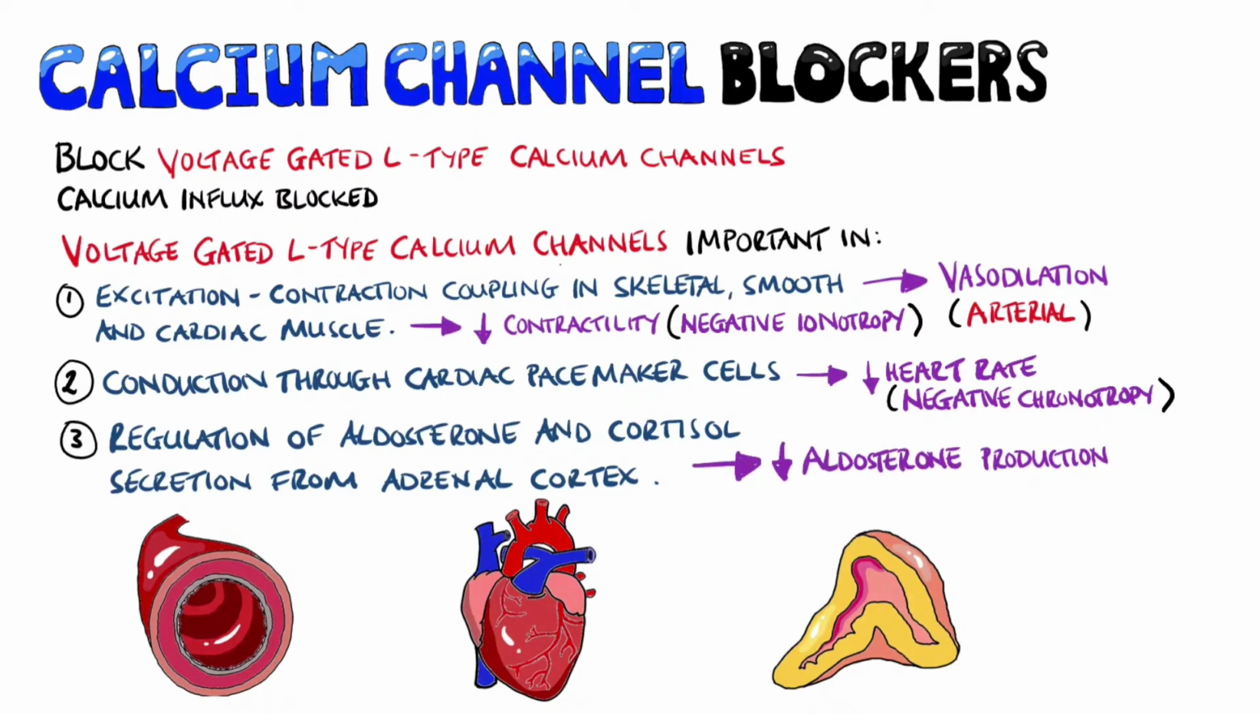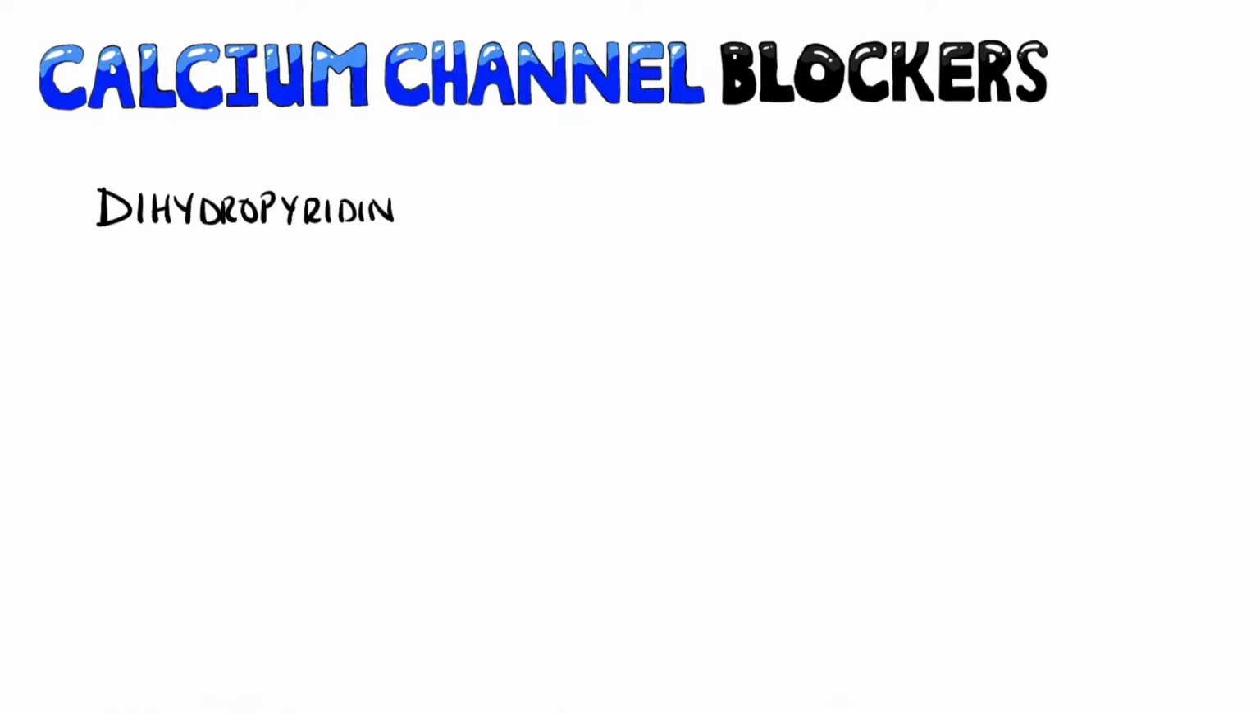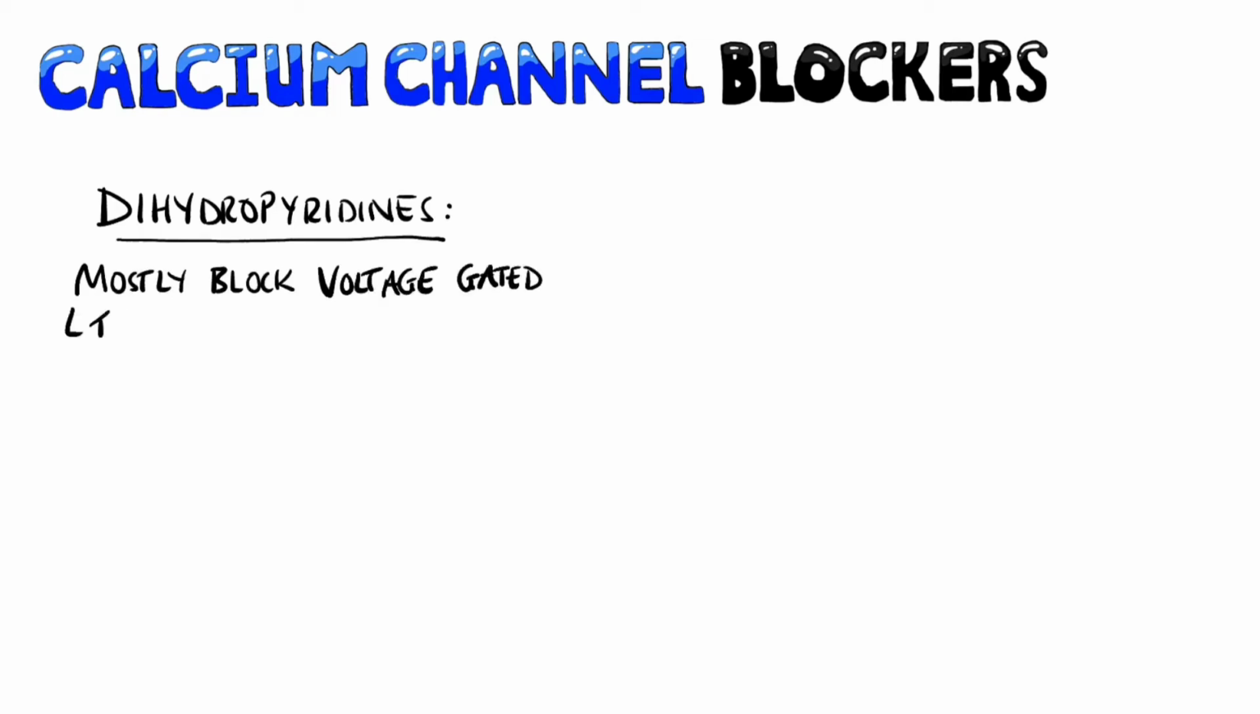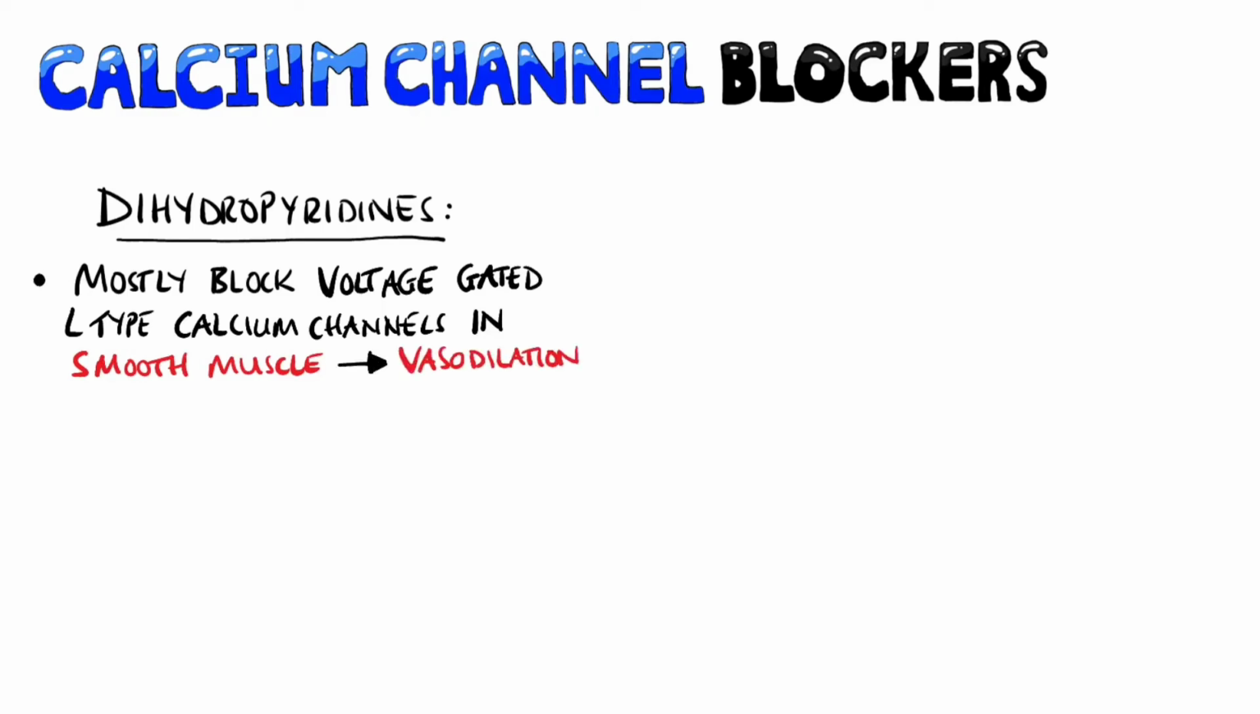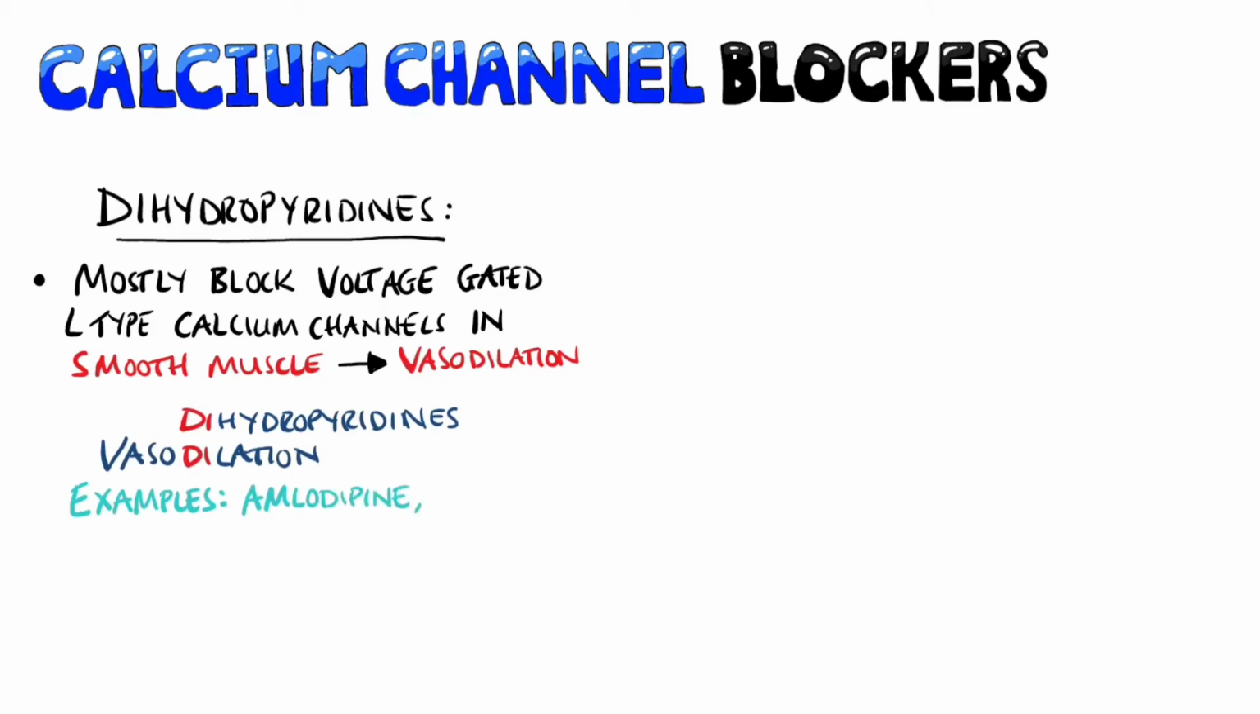You might have heard of dihydropyridine and non-dihydropyridine calcium channel blockers. This is an important distinction because not all calcium channel blockers act equally on the tissues I just mentioned. Dihydropyridines block the voltage-gated L-type calcium channels, mostly in the smooth muscle. Therefore, you get much more of a vasodilation effect with dihydropyridines. The way I remember this is by dihydropyridines causing dilation. Examples of dihydropyridines are amlodipine, nifedipine, and nicardipine.